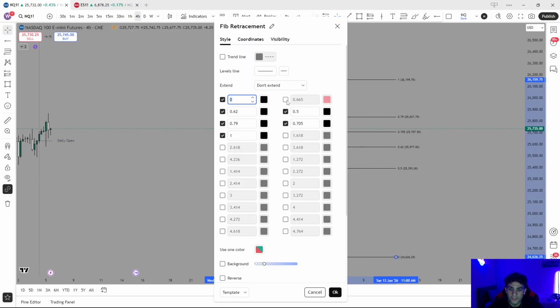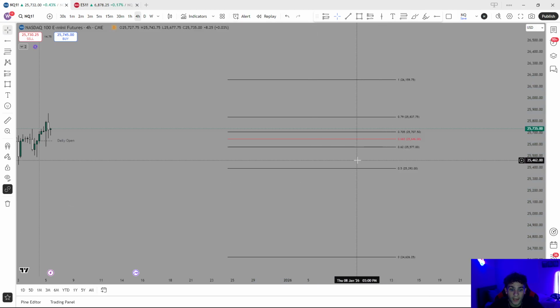However, I've been using this for over a year now, 0.665, very, very consistent, and I love it, and it aligns with my levels more consistently than 0.705. So I take this a lot of the time. That's the pocket, right? So that is your OTE.